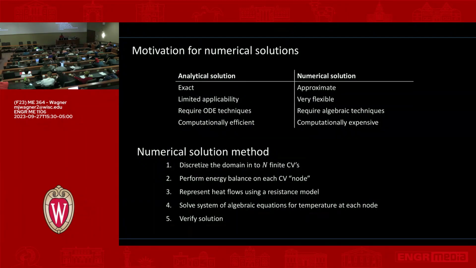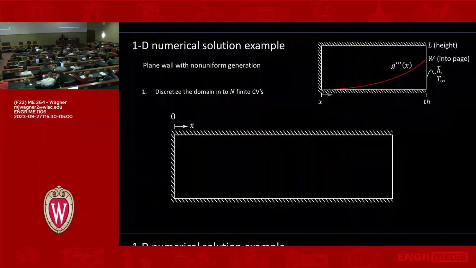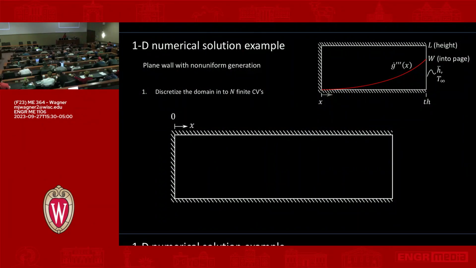Let's actually go through an example, like I said. All right, so our example, 1D numerical solution, is a non-uniform generation problem. Here we have conduction in one direction, in the x direction, and generation is occurring according to this red curve, where the generation is increasing near the position, the thickness. On the right-hand side of the domain, we have a boundary condition that involves convection, and then there's some depth into the page, which I guess is called W. So let's just go through the steps.